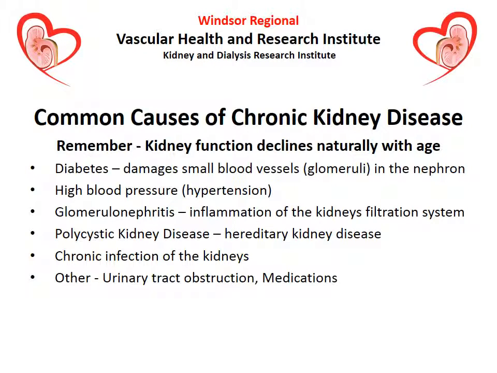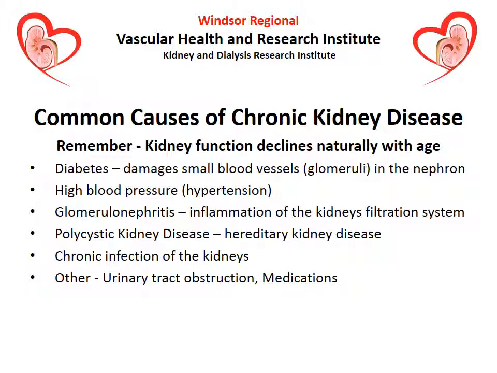It is important to remember that kidney function naturally declines with age. However, if you have certain risk factors, your kidney function may decline more rapidly than based on age alone. These risk factors include diabetes and high blood pressure. These two conditions are by far and away the most common causes of progressive kidney damage.